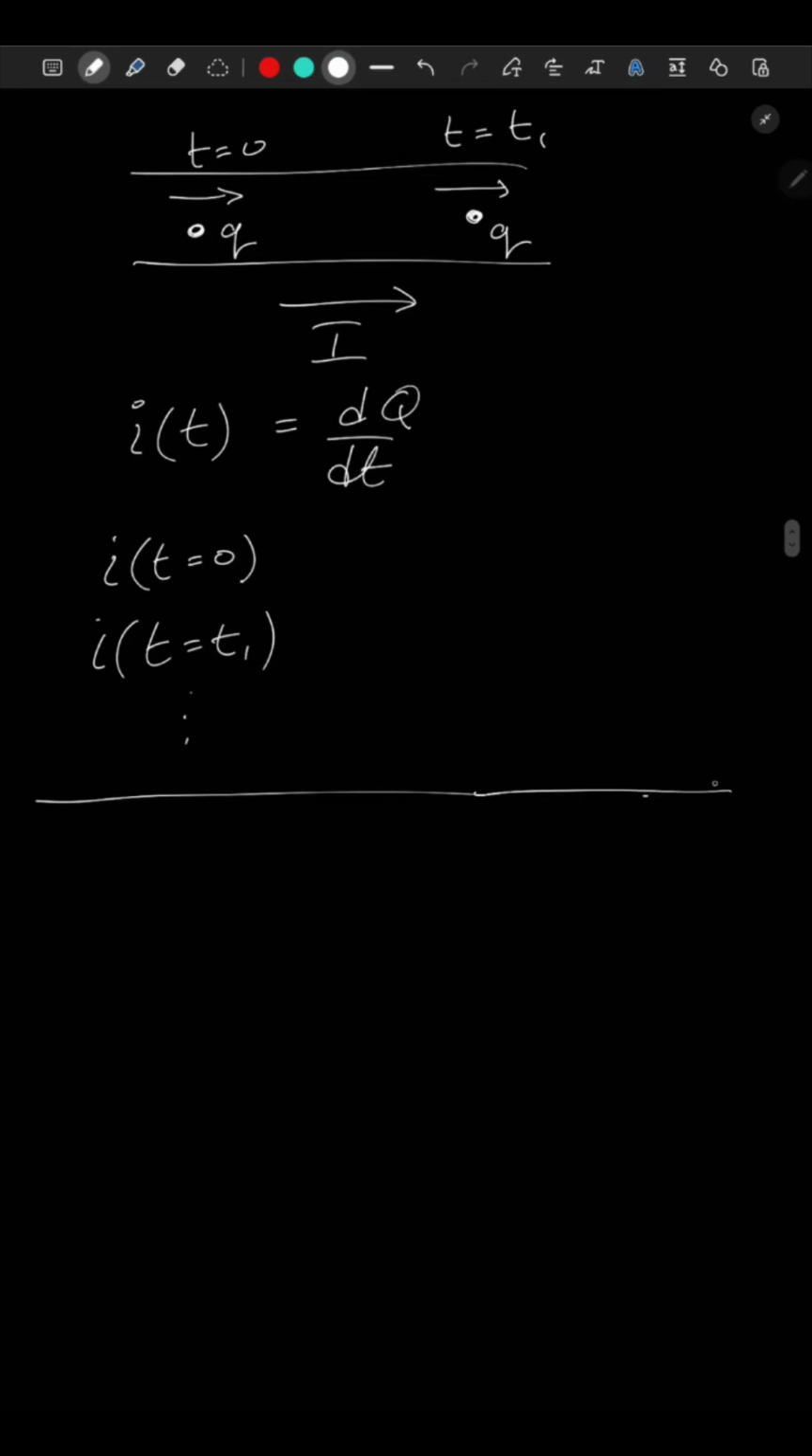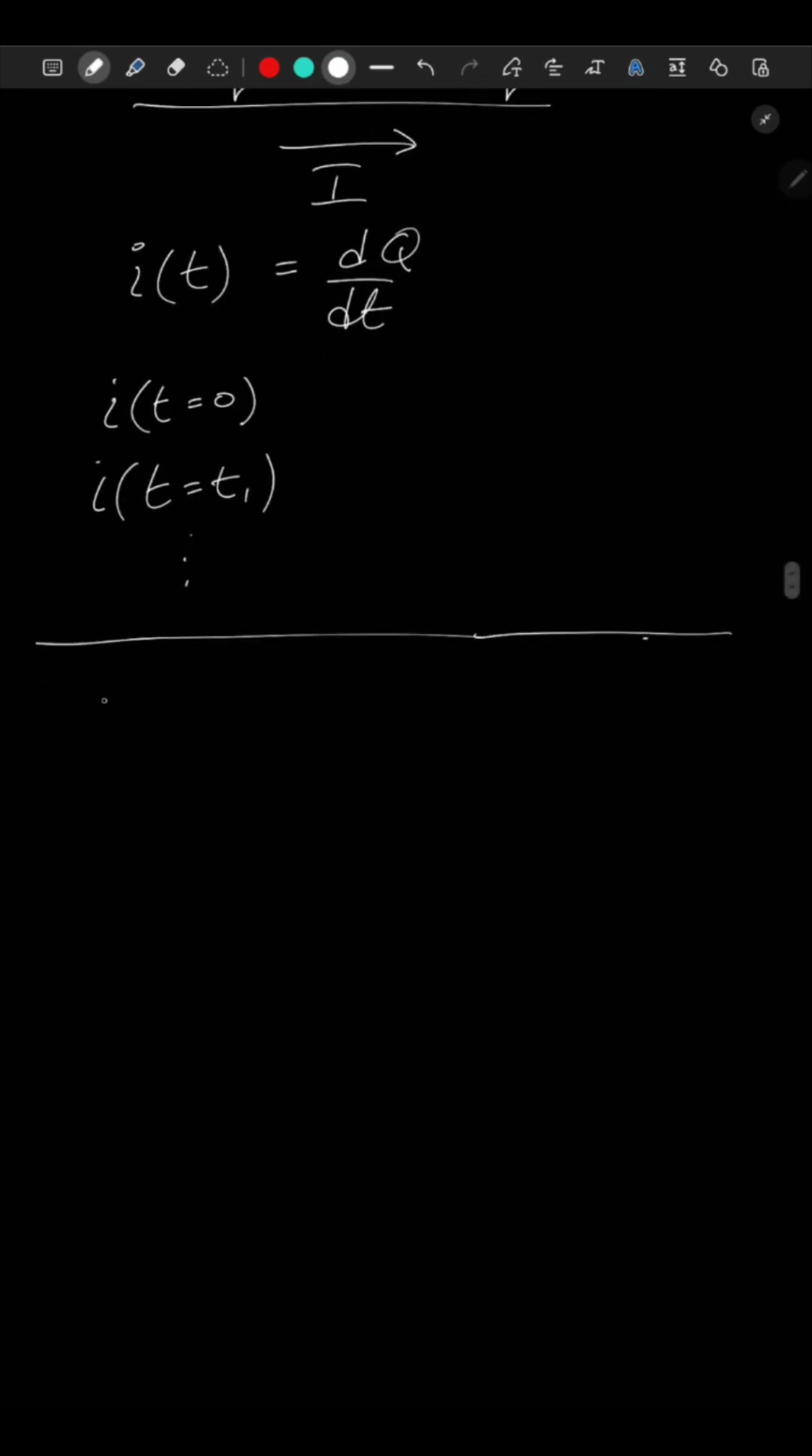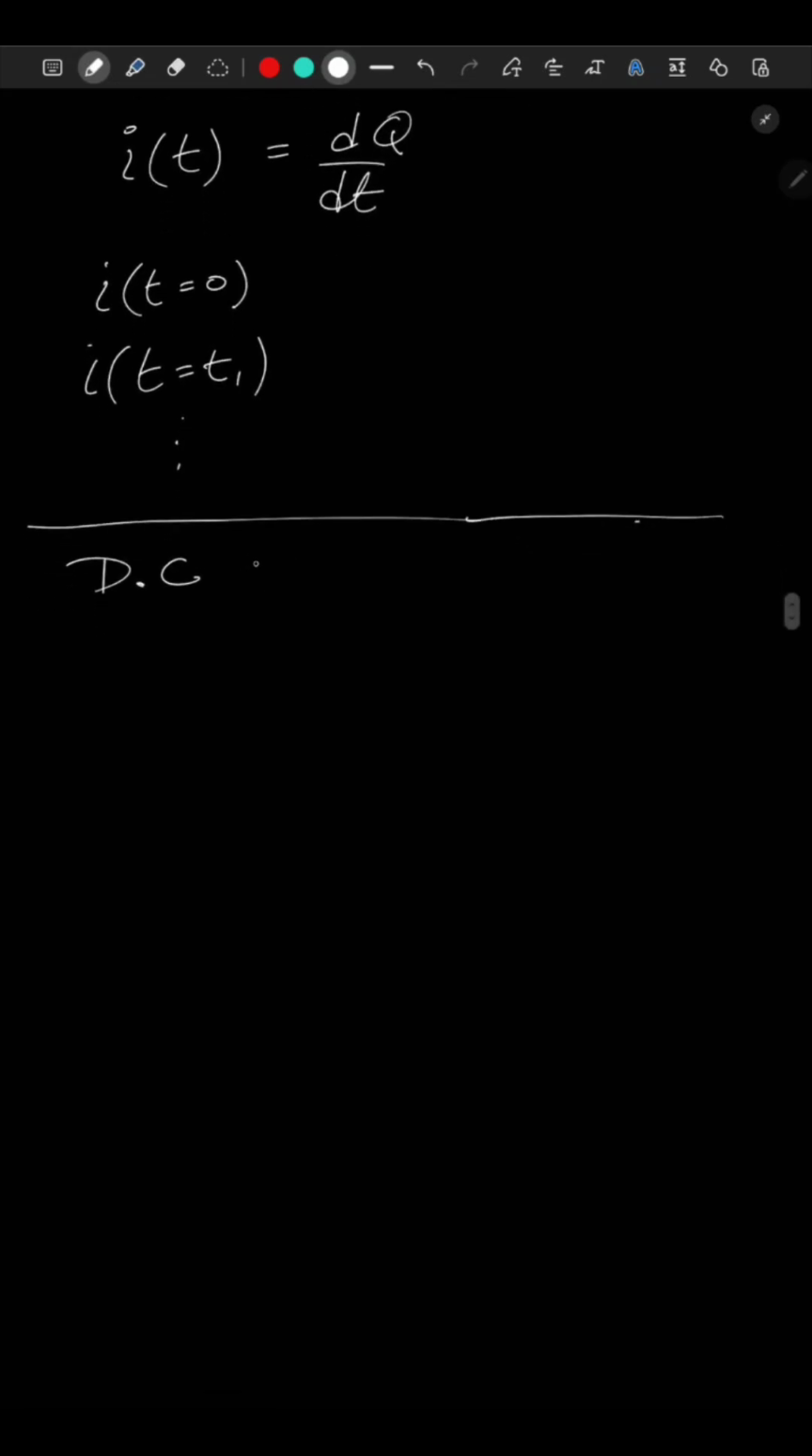So the current can be of two types. We can have direct current, DC, which is of constant magnitude. It is a unidirectional current of constant magnitude.